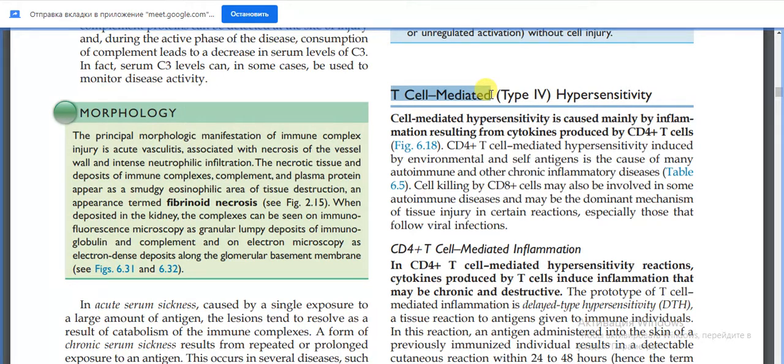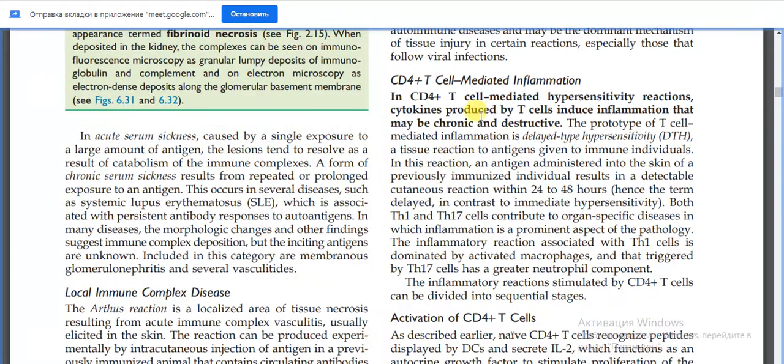Cell killing by CD8 positive cells, cytotoxic T cells, may also be involved in some autoimmune disease and may be the dominant mechanism of tissue injury in certain reactions, especially those that follow viral infections. Okay, let's talk about CD4 positive T cell mediated inflammation.